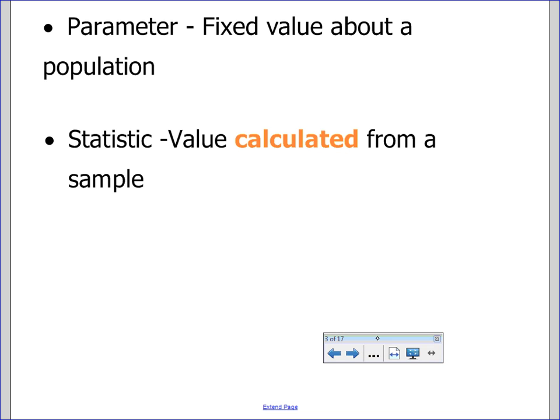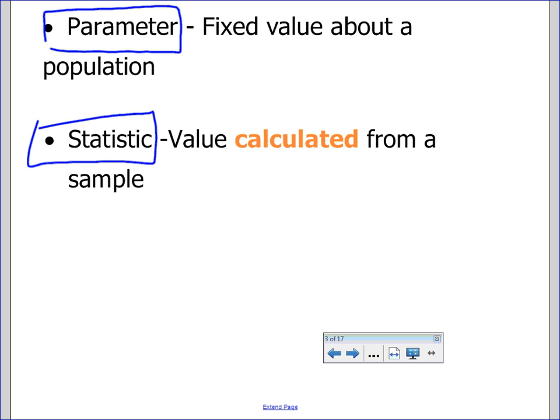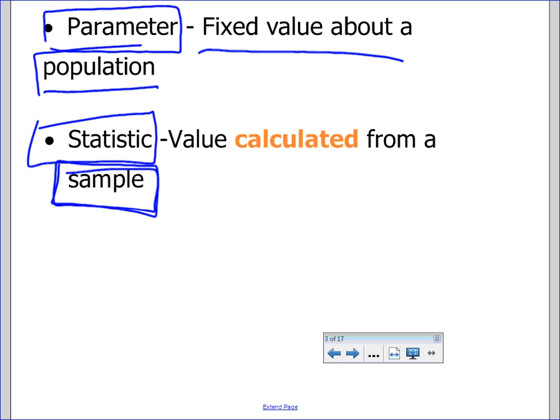First thing I need to do is make sure we all understand what the difference between a parameter and a statistic is. This is a very, very big deal. We use the term statistics thrown around a lot, but in reality, we're going to be dealing with both of these. A parameter is a fixed value about a population. And a statistic is a value calculated from a sample. And the difference between a population and a sample we went over already. But once again, it's a very big deal.